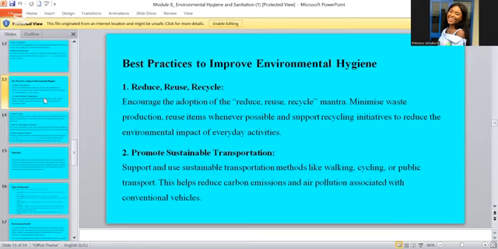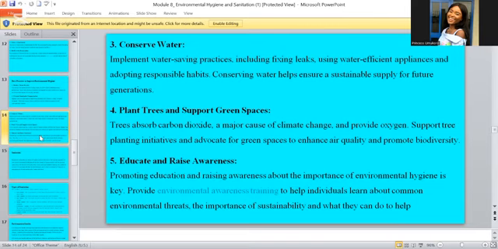Support and use sustainable transportation methods like walking, cycling, or public transport. This helps reduce carbon emissions and air pollution associated with conventional vehicles. Number three, conserve water. Implement water saving practices, including fixing leaks, using water efficient appliances, and adopting responsible habits. Conserving water helps ensure a sustainable supply for future generations.